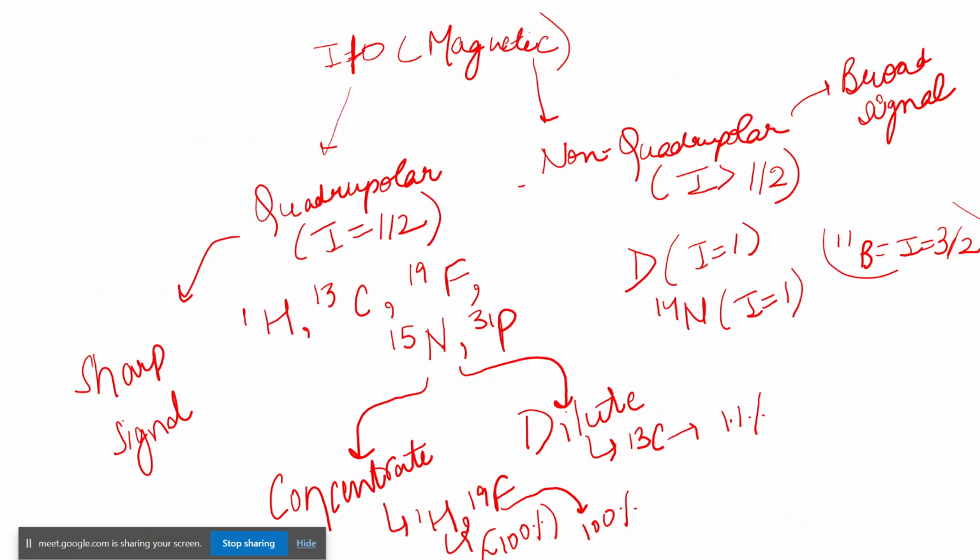Also one more point you can remember: quadrupolar nuclei have a spherical nucleus. And we know, in non-quadrupolar nuclei it is an ellipsoidal nucleus, like something like spherical, and here it will be ellipsoid, something like that.